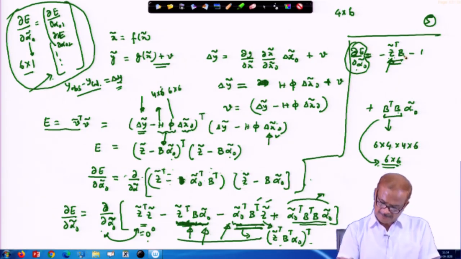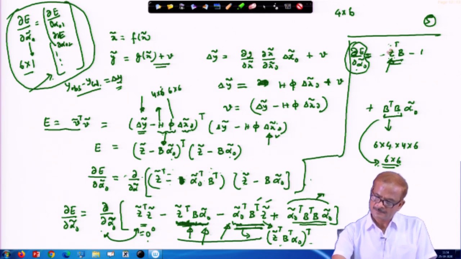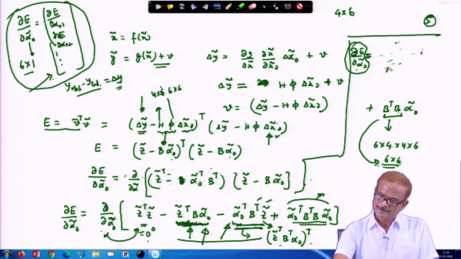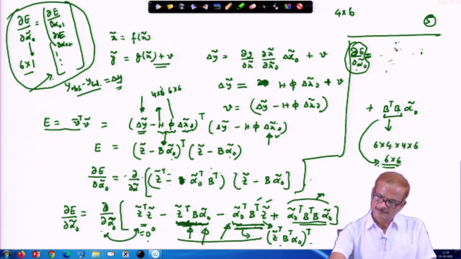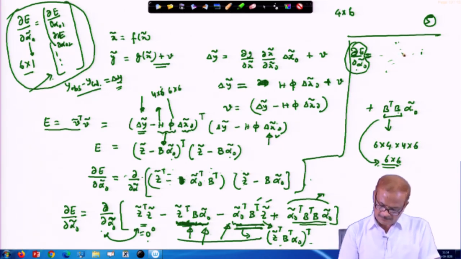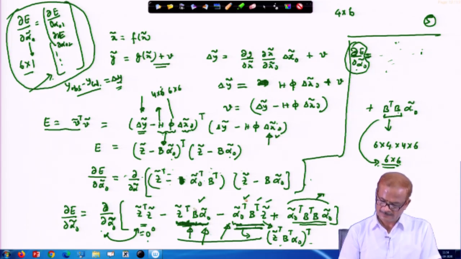So, rather than writing it in this format, if we write it this way, because we know that this term and this term are the same. These are the scalar terms and they will give the same value because both are exactly the same, the only thing they differ by is the transpose. Because the inside is a scalar, it does not matter.